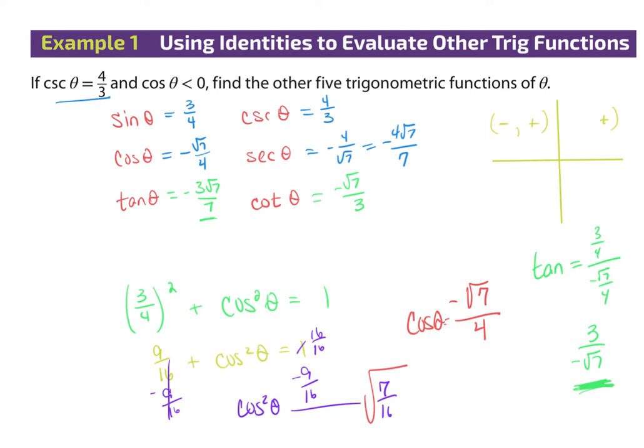So if they give you one and just ask for a specific one, use the path of least resistance, all right? But if you can't remember that, then you can go back to the other ones that you know. Once you have sine and cosine, you have all 6 functions because of these identities.